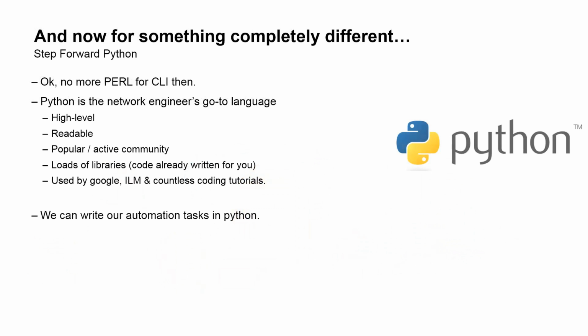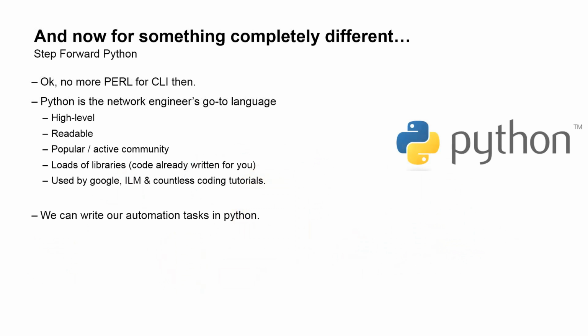Okay, so changing tack slightly. Right, so we're not doing Perl for the CLI. So we're not going to be sending CLI commands using Perl. So what are we going to do? We said that we're going to use code to interact with our network devices. So step forward, and now for something completely different, step forward, Python. So this is the network engineer's go-to language.